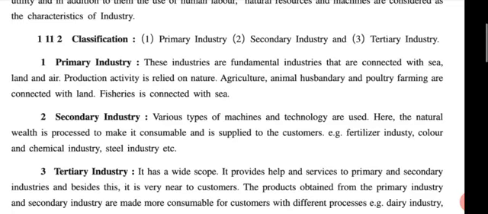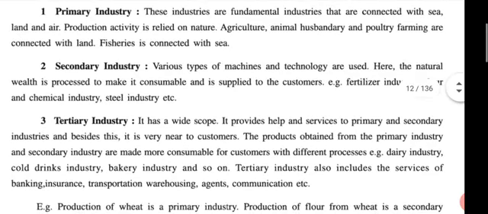And the third is tertiary industry. It has a wide scope. It provides help and service to the primary and secondary industries. Besides this, it is very near to the customer. See students, primary and secondary industries are included in tertiary. That means a tertiary industry is helpful to and provides a service to the primary and secondary.